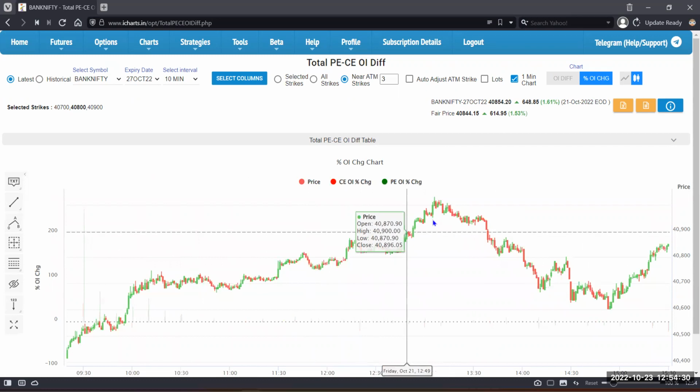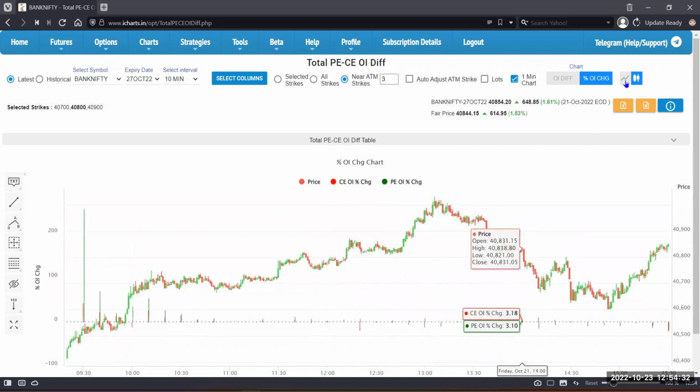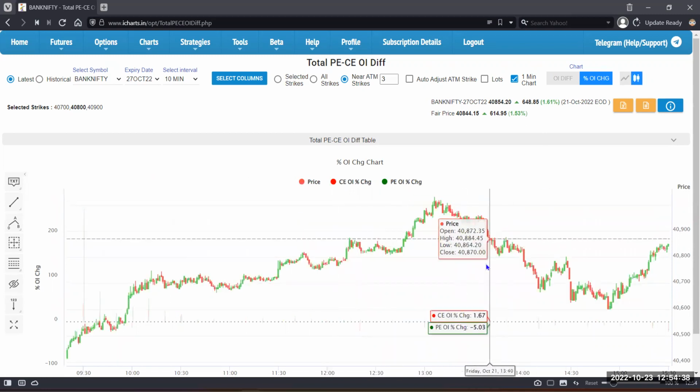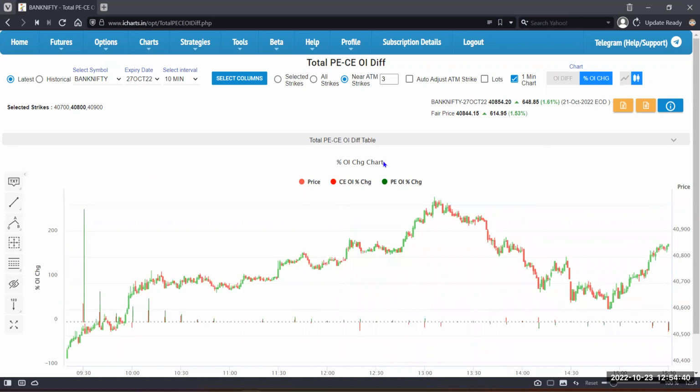And this chart is a candlestick chart. If you want to see a line chart, you can just select this button here, line or candlestick, as per your preference. So let us get into the main discussion.